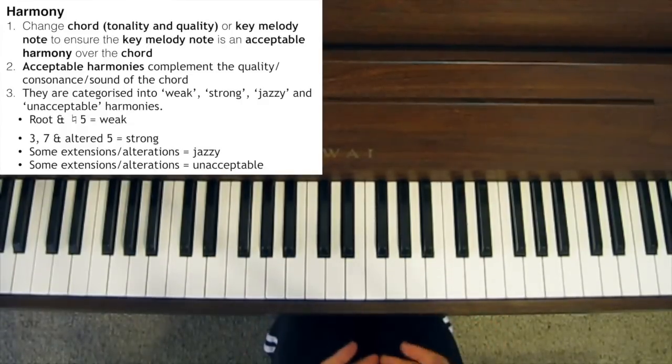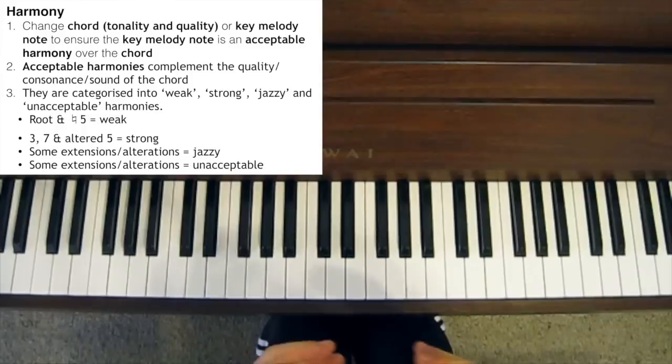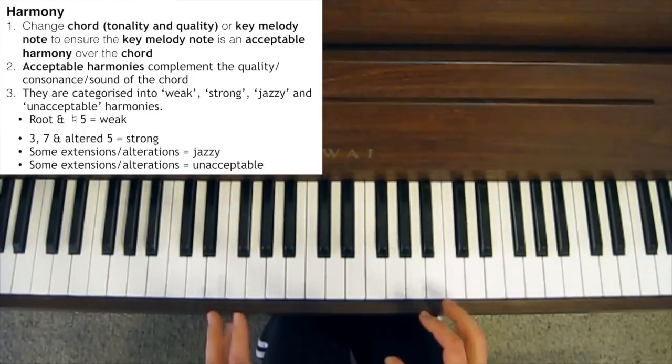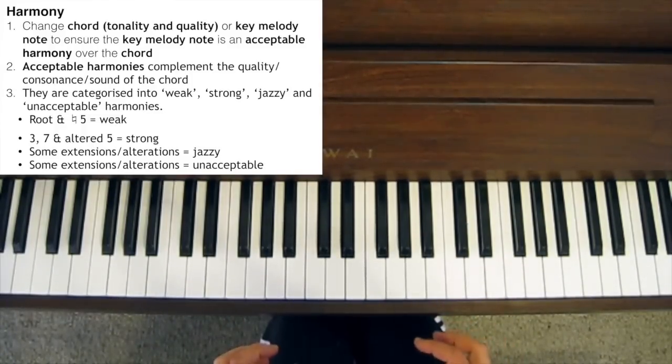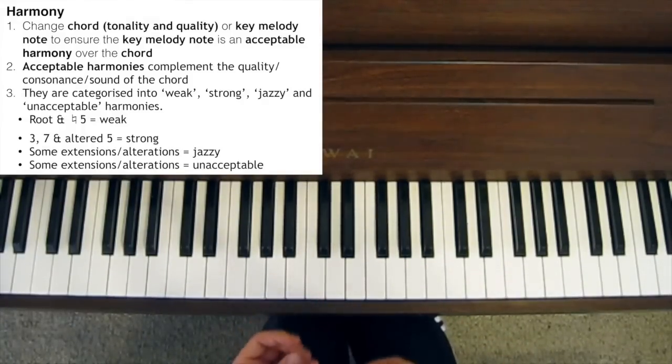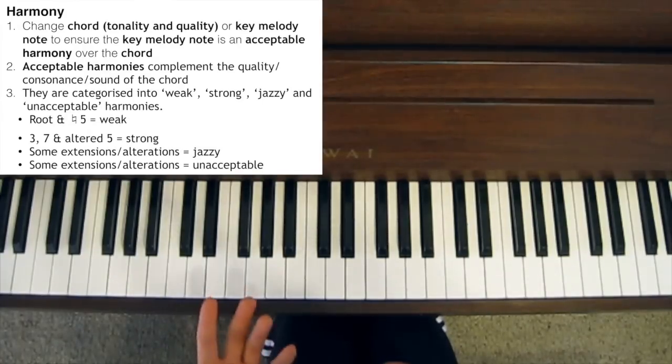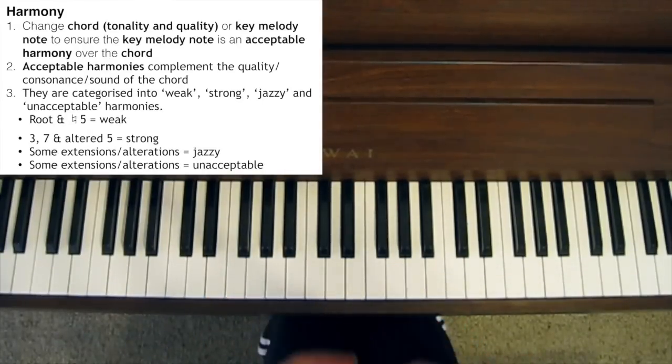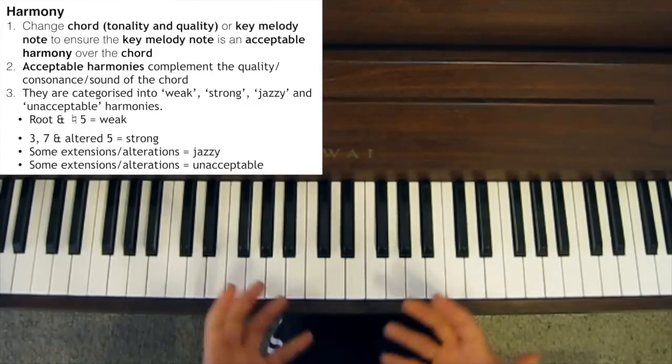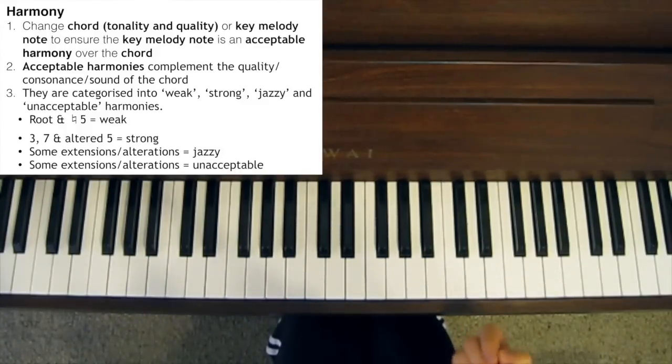So then let's talk about acceptable harmonies. Now there are generally considered to be acceptable harmonies or available tensions for each chord type. That is, there are certain extensions or alterations which are acceptable, and there are others which are considered unacceptable. Now, acceptable harmonies are believed to complement the quality or the consonance or the sound of the chord, whereas unacceptable harmonies are believed to clash or ruin the quality or consonance or sound of the chord.